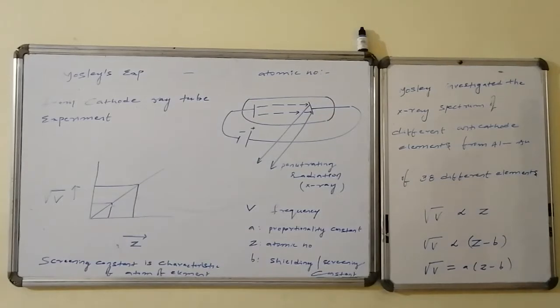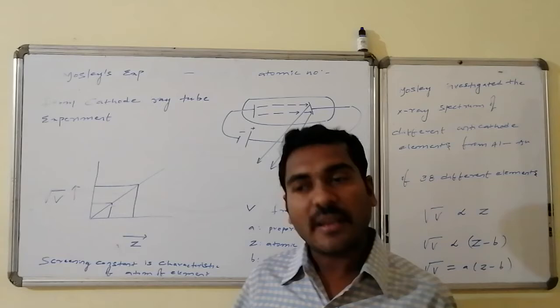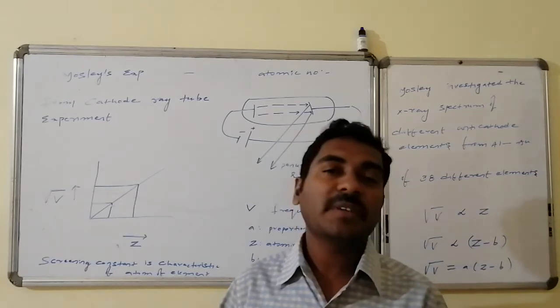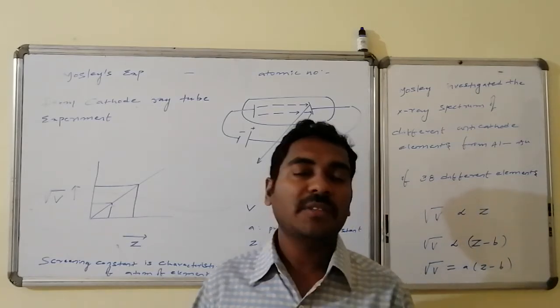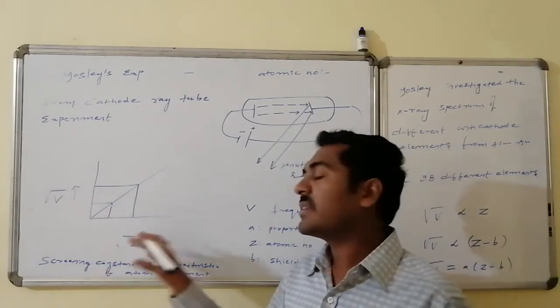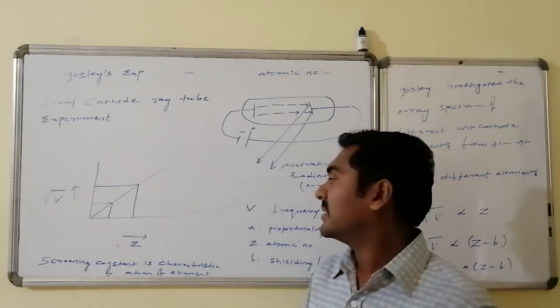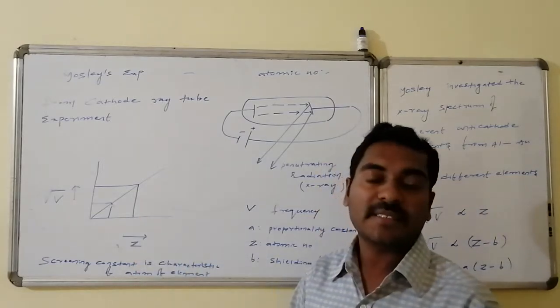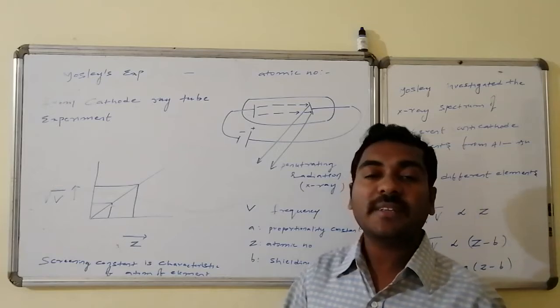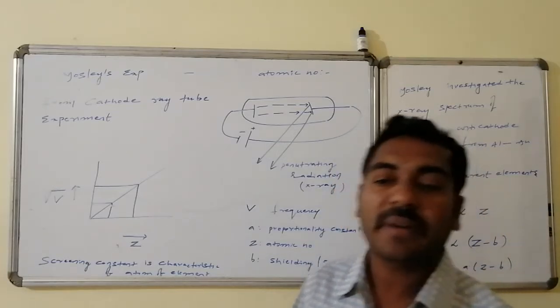Here the screening constant value is characteristic of the atom of the element and it is calculable. After substituting the screening constant value with a proper proportionality constant, it was found that the square root of frequency is proportional to Z. As Z increases, frequency increases. Z decreases, frequency decreases. Implies what? All properties of atoms of elements are periodic functions of atomic number.